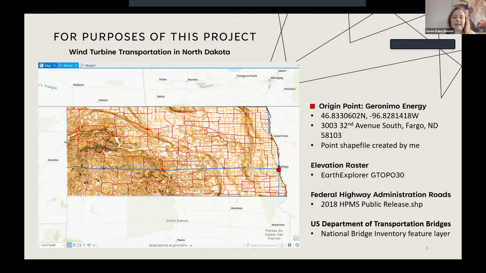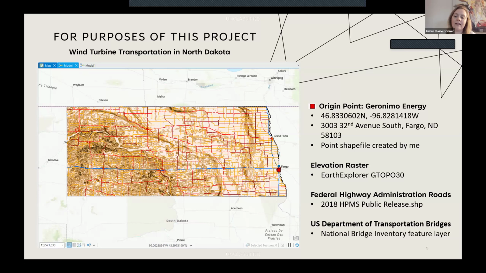Additional data that I decided to use was elevation rasters. So I found that Earth Explorer, the GTopo 30, actually has a digital elevation model across the entire world. So I think there's like 34 rasters that cover the world. However, I went ahead and just downloaded the ones that cover the United States.